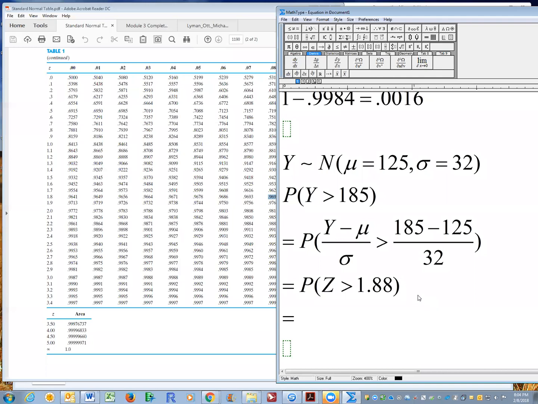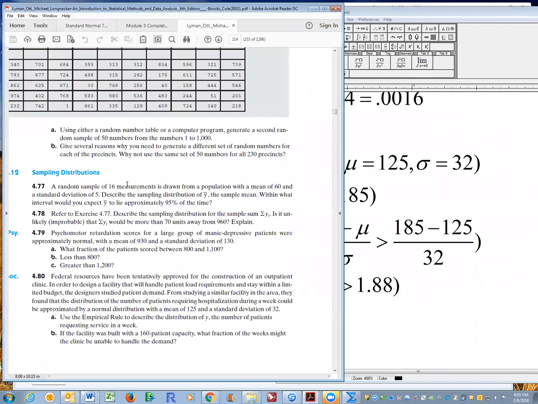Good. Yeah, for these problems, I recommend that you draw the picture, draw the bell curve, and that usually will help you decide whether you subtract from 1. I'm hesitant to give hard and fast rules on when you do that. Just draw the picture. What do you need? What does the table give you? And work from there. Okay, great. Thank you. Good.